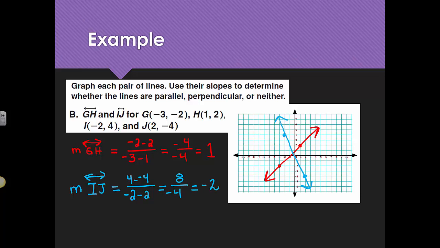My slopes are not the same, so I know they're not parallel. The product of my slopes, if I do 1 times -2, I get -2. I don't get -1, so they're not perpendicular. So therefore, I must draw the conclusion that these lines are neither parallel nor perpendicular.